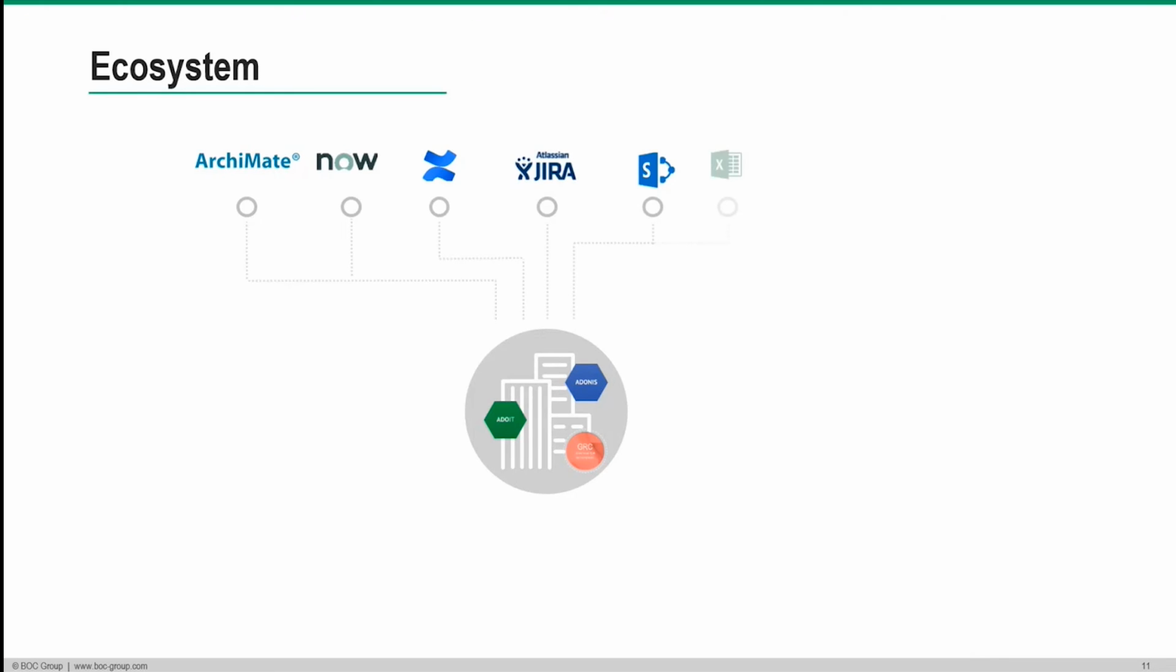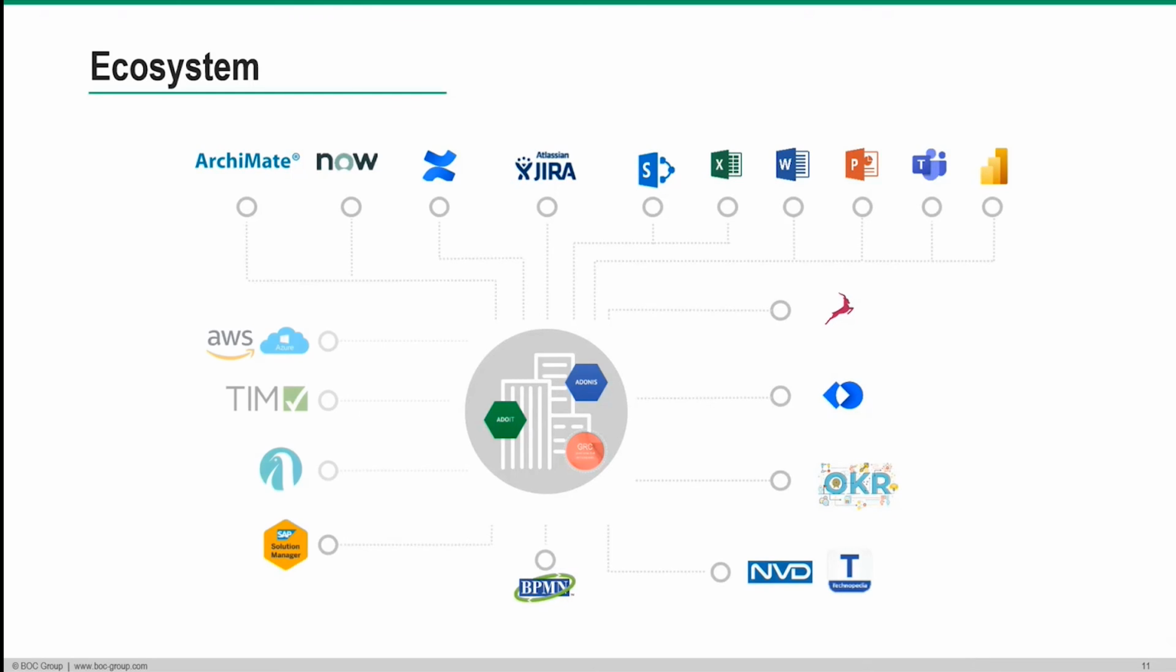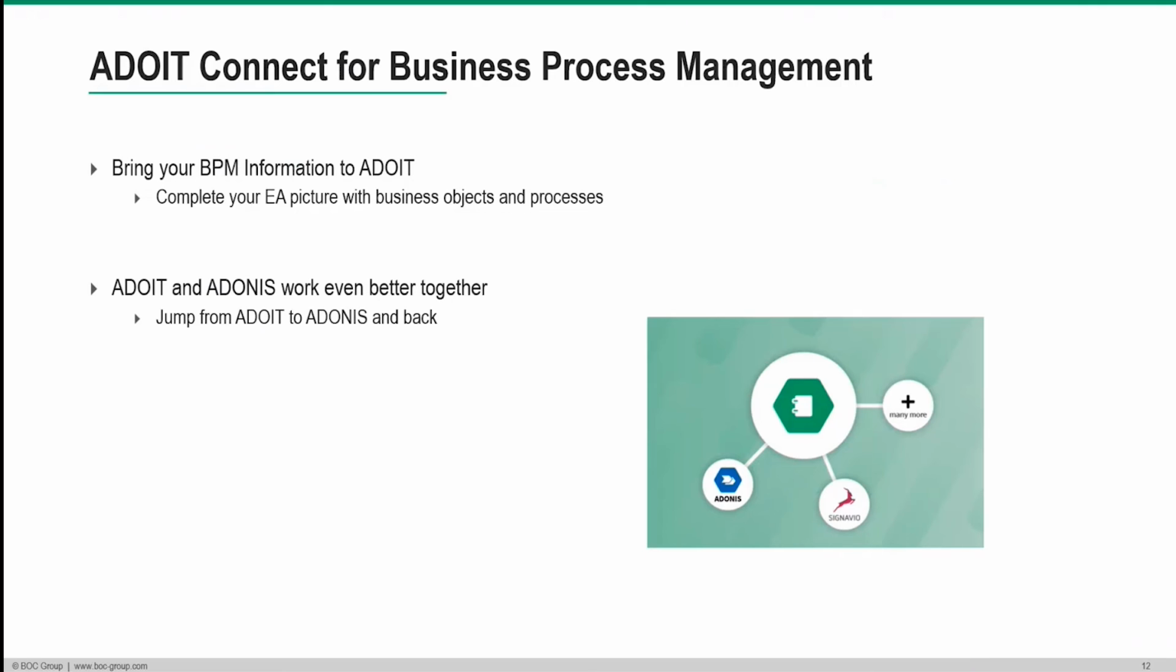We are constantly working on expanding our product ecosystem to bring you more of our tools and more connections to the systems you use in your organization. Here are just a few of the latest releases. The previously mentioned management office integration is not the only connection ADOIT has to your business process management tools. And although we always recommend using ADONIS for your BPM needs, ADOIT is open to other tools as well. The biggest news is that we have extended and simplified the connection between ADOIT and ADONIS to bring even more BPM information into your EA.